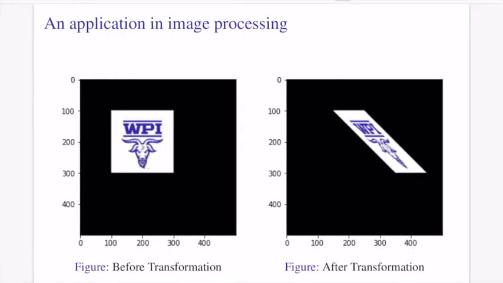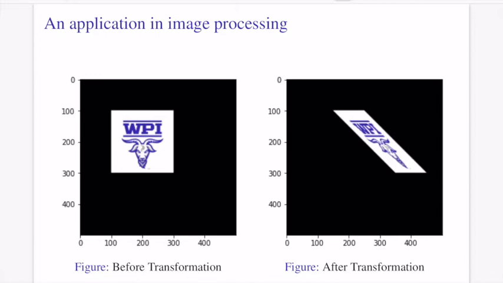Next, we're going to talk about one application in image processing. We mentioned that there are many applications, and this is one of the simple enough applications we can explain in the first course of linear algebra. So imagine that one day you went to WPI campus and took a picture, which is on the left-hand side. And now you used your computer skill, programming skill, to transform this picture to what you see on the right-hand side.